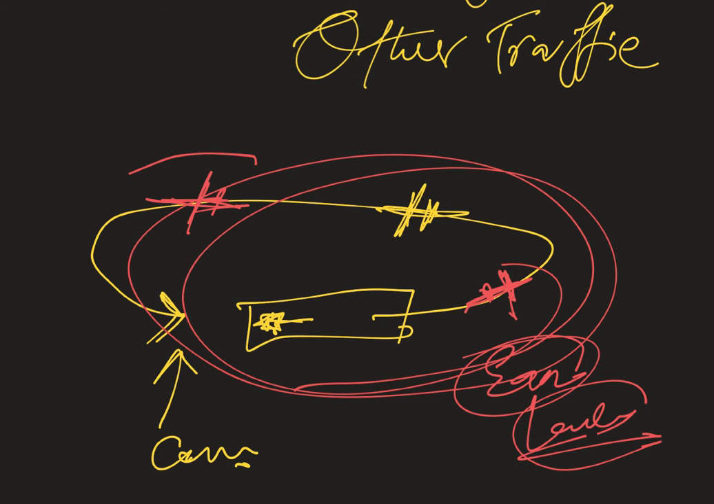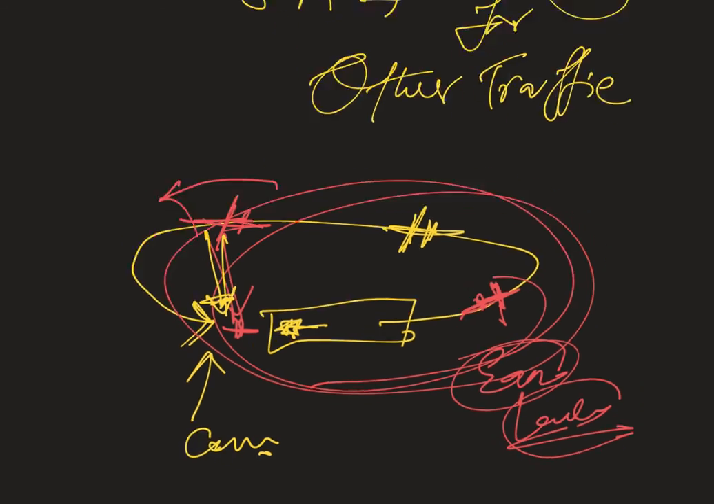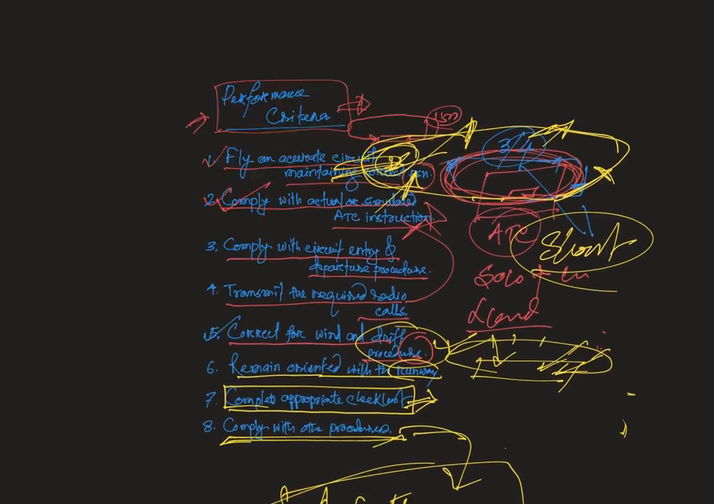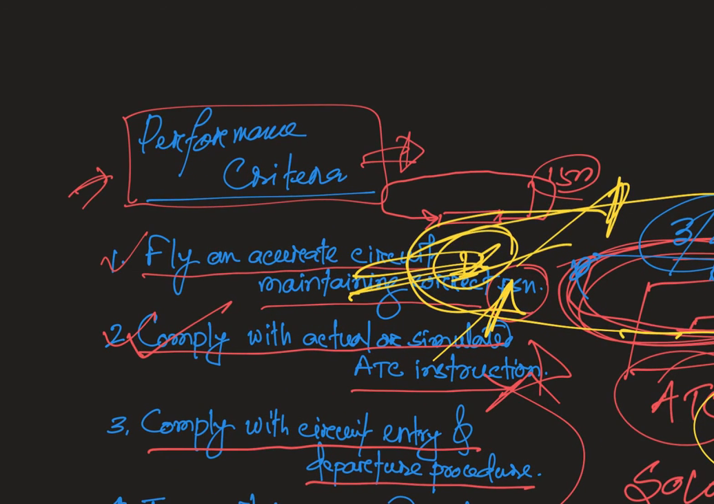If you are turning on the base, look for other traffic who is on the final. Somebody may be on the finals, giving the call. So make visual contact with the other traffic. Visual contact is important. You need to remember this kind of performance criteria to start your circuit and landing.